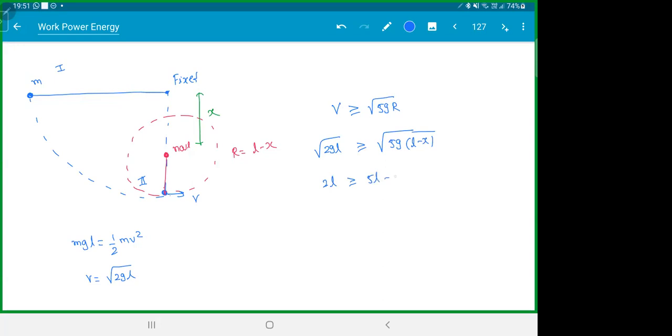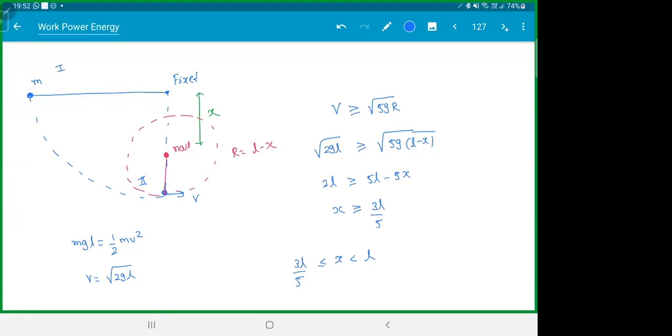2L will be 5L minus 5x. We get 5x should be greater than or equal to 3L, so x should be greater than or equal to 3L by 5. So your answer: x should be less than L, but greater than 3L by 5. As long as the nail is placed in this position, it will always complete a vertical circle. All clear with this? Clear, everyone?